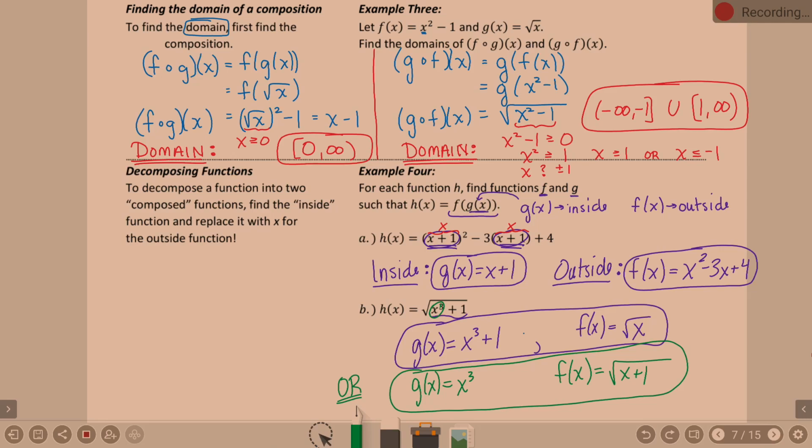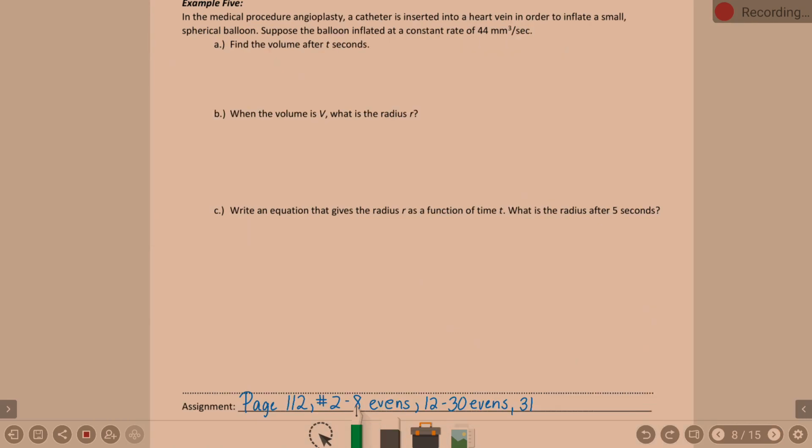Okay, we got one more problem to do. That's on the back. It's a part A, B, C, but you know. In the medical procedure angioplasty, a catheter is inserted into a heart vein in order to inflate a small spherical balloon. Suppose the balloon inflated at a constant rate of 44 cubic millimeters per second. Now, they ask us to do some things. They ask us to, first of all, find the volume after t seconds.